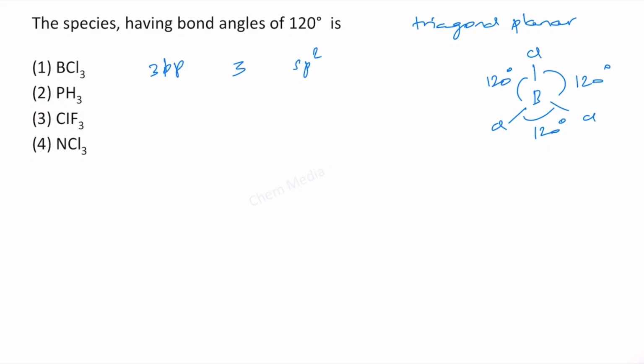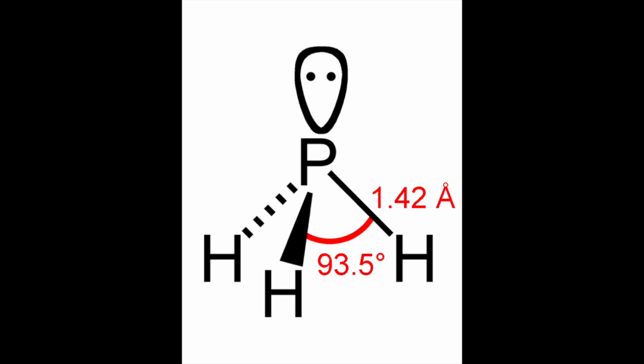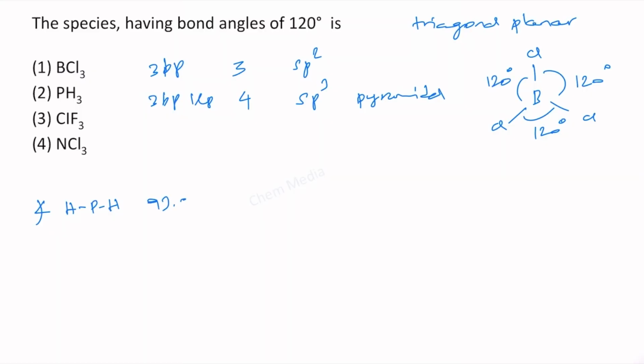In the case of phosphine, we will have 3 bond pairs and 1 lone pair. Therefore, the steric number is 4. Therefore, the hybridization is sp3 and the molecule will be pyramidal in shape. Therefore, we will not have 120 degree bond angles there. The bond angles in the case of phosphine among hydrogen, phosphorus, hydrogen would be 93.5 degrees.